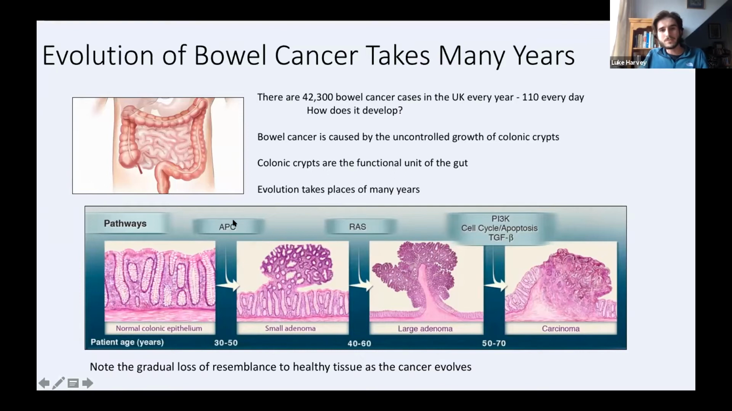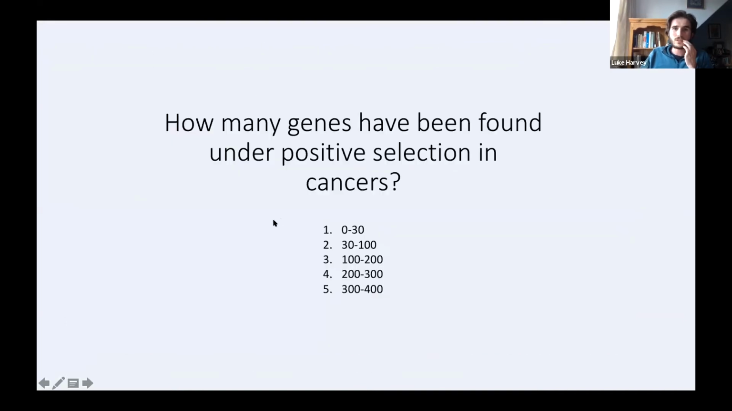And also, whilst I've said APC, RAS, and this series of genes here, cancers have a diverse range of genes that drive them. So how many genes do you think have been found under positive selection in cancers? So these are how many genes have been found to cause cancers?